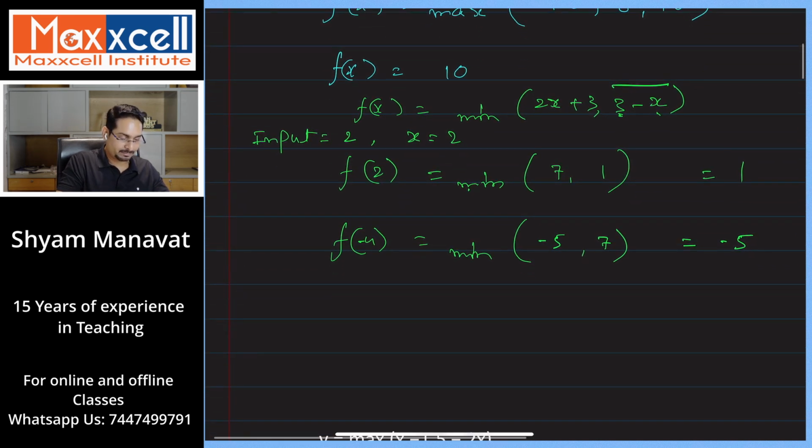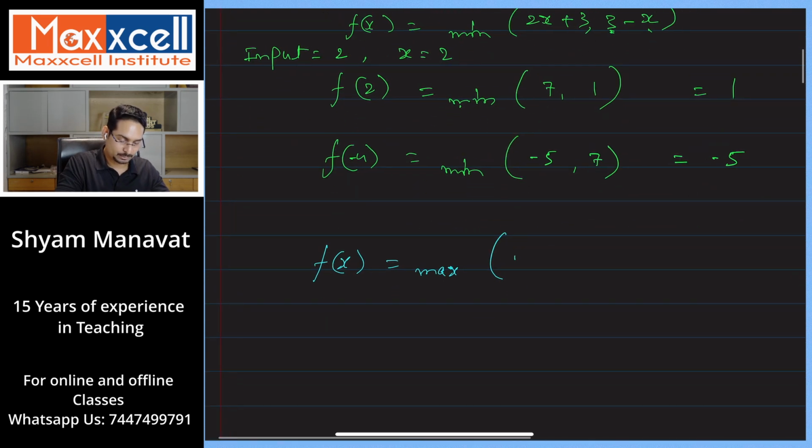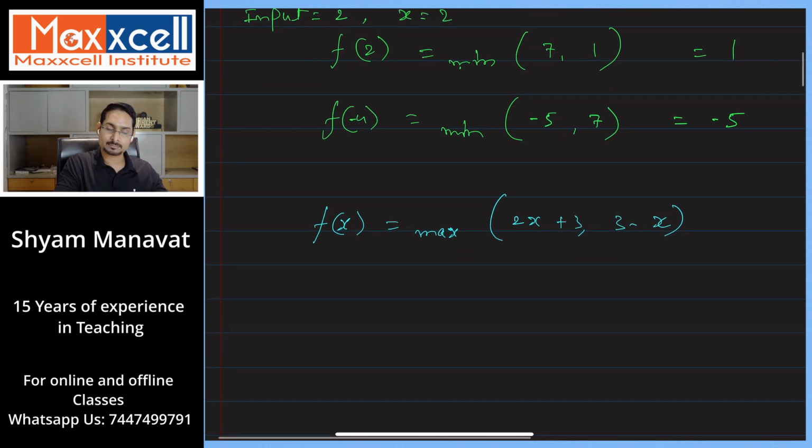Now, instead of minimum, if we have maximum, how do we deal with it? Suppose I use the same function, but instead of minimum now, I say maximum. So maximum of the same expression, 2x plus 3, comma 3 minus x. First of all, I hope you understood minimum. Minimum means after substituting the value, of the two values that come, you have to consider the minimum amongst these two, right? In maximum, what will happen? It will be the maximum amongst the two.